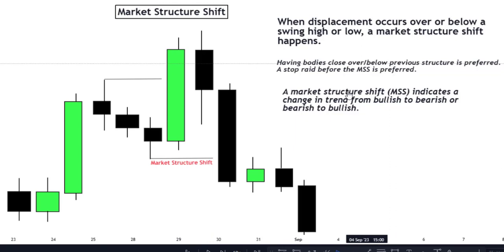A stop rate is also important when looking for a market structure shift. For instance, here we have this high being swept out before we had this displacement to the downside that took out this previous low to the upside. So right now, as you can see, we first took out this high before this displacement happened to the downside.